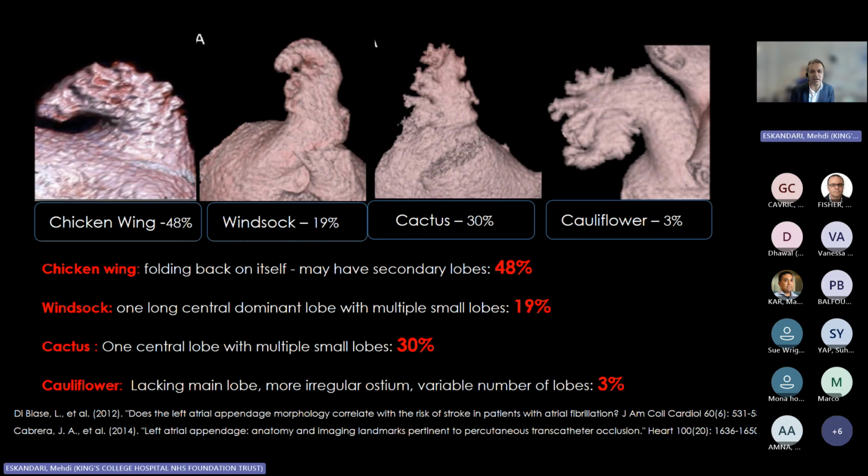Morphology, I'm pretty sure you have heard about them, although the reproducibility of these morphologies is not really high, especially with 3D echo. CT is a lot more helpful, but that's how it has been described. More important than the morphology itself is understanding where the ostium is, whether there is an angle, and how the lobe is coming off from the ostium. From a procedural point of view, the chicken wing is the most challenging one. When it comes to the chance of stroke, the shallow ones, the cauliflower, which is usually very shallow, carries a somewhat higher risk of stroke itself.